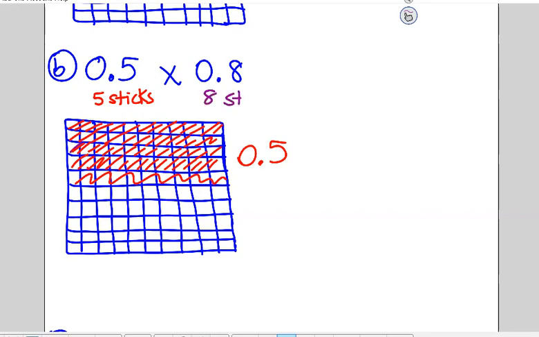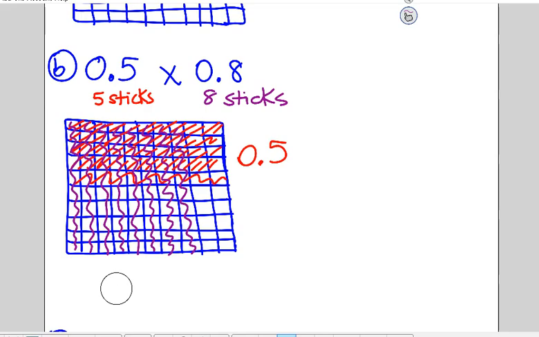This is going to take a while. So 8 sticks. Remember, I go overlapping 2, 3, 4, 5, 6, 7, 8. So I have 8 sticks colored in. My 0.8. All right, so now I need to see what part is my answer.